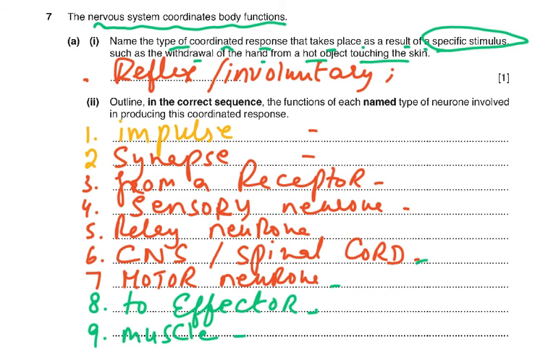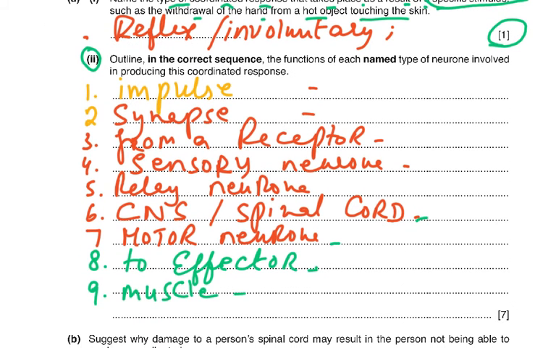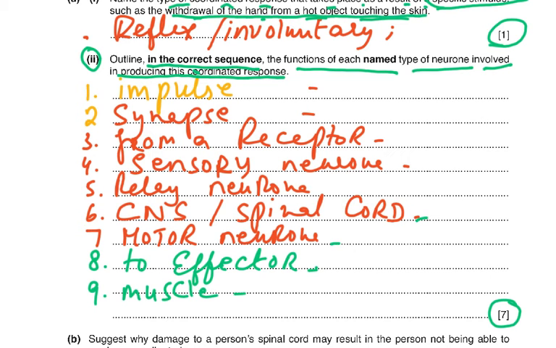You touch something hot and you just withdraw your hand immediately. Even though you're talking to somebody and there was something hot lying on the side and you touched it, you withdraw your hand. Then part 2 is the critical one. Now this was 1 mark, but as you can look at part 2, this is for 7 marks. Now, outline in the correct sequence the functions of each named type of neuron involved in producing this coordinated response. This coordinated response means the one we've talked about, the withdrawal of the hand from a hot object touching the skin.